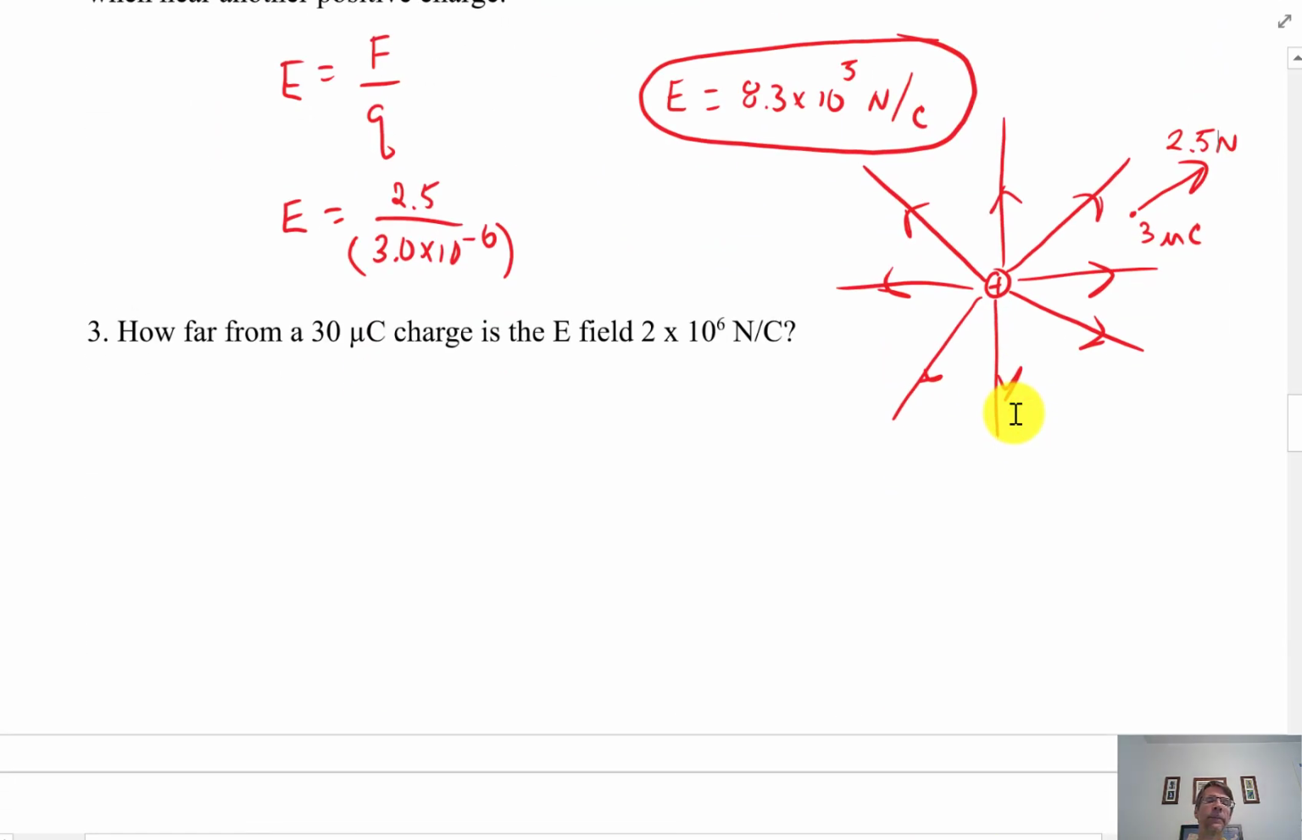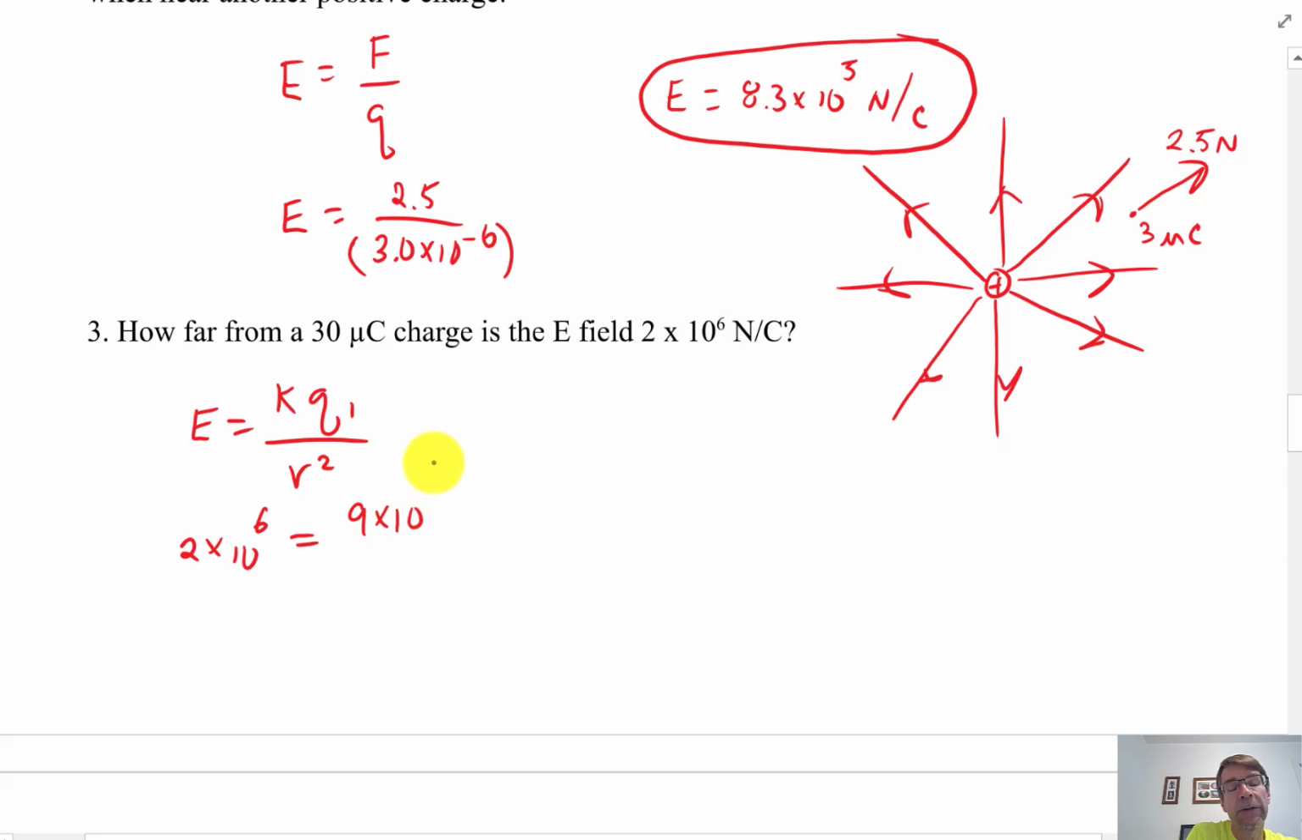Anyways, number 3. How far from a 30 microcoulomb charge is the field 2 times 10 to the 6th newtons per coulomb? Anytime they have distance, you're going to be using that second equation, because the first equation doesn't have distance. So we have KQ1, now we're looking for the source, over R squared. So we're looking for R. Assume these all have 2 or 3 sig figs. Everything we put down here is going to have 2 or 3 sig figs. Don't go past 3 sig figs, though.